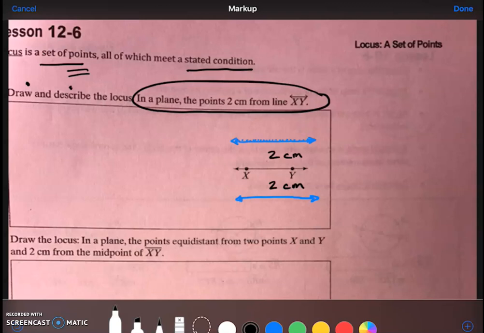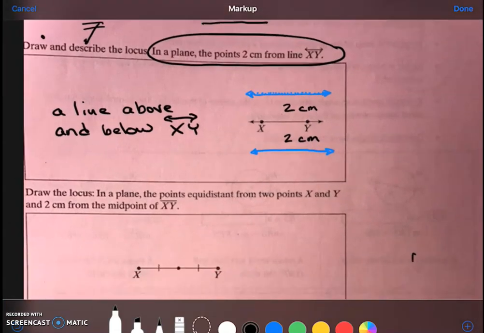If they ask you to describe it, you would just say a line above and below line XY. Okay, so it's nothing really hard in terms of math calculation. Today's work, you'll see, it's a lot of just drawing. So let's see the next one here.